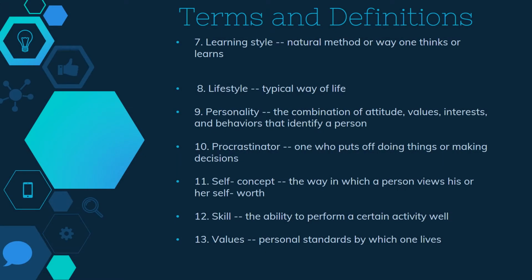Terms and definitions. 7. Learning style, natural method or way one thinks or learns. 8. Lifestyle, typical way of life. 9. Personality, the combination of attitude, values, interests, and behaviors that identify a person. 10. Procrastinator, one who puts off doing things or making decisions. 11. Self-concept, the way in which a person views his or her self-worth. 12. Skill, the ability to perform a certain activity well. 13. Values, personal standards by which one lives.